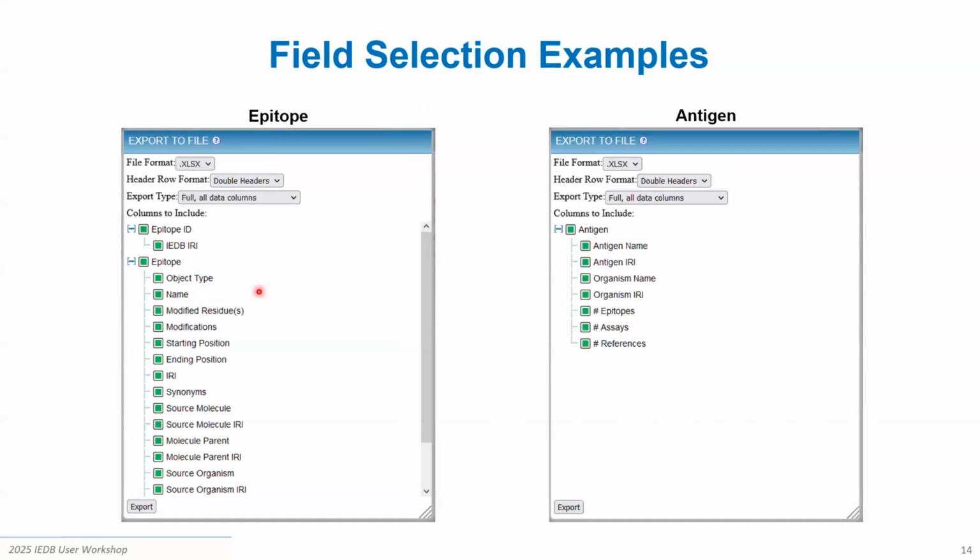So here's some examples of what you can select from our different tabs. You have the Epitope here. You can see they have the Epitope sections. The antigen one is pretty much the same as the website displayed because they don't have as many particular custom fields to include with those exports.